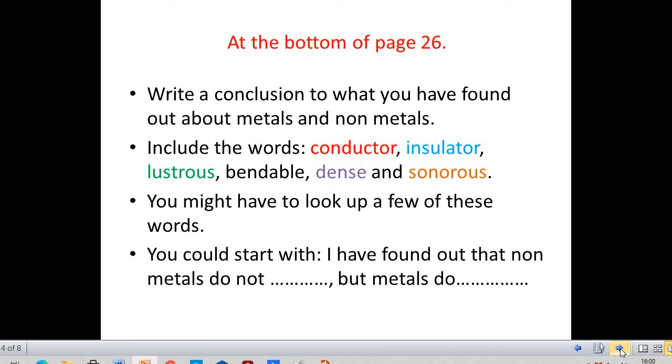You could start with, I have found out that non-metals do not, but metals do, or the other way around, or you can start it in a different way. But what have you found out this lesson between metals and non-metals?